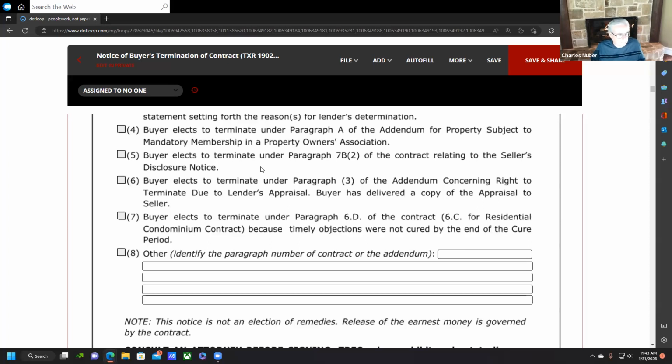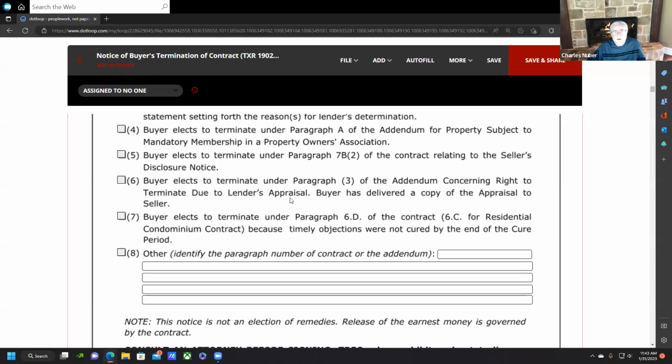All right, buyer elects terminated relating to seller's disclosure notice. So the seller was supposed to deliver the seller's disclosure notice within 5 days of contract execution, and they failed to do so. So therefore, the buyer has the right to terminate the contract. So that would be taking advantage of that escape of the contract.